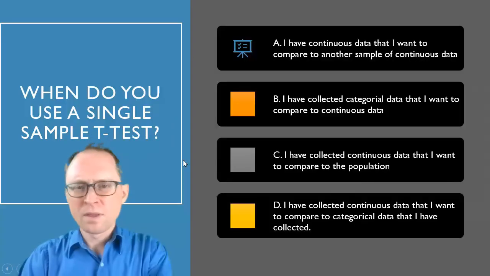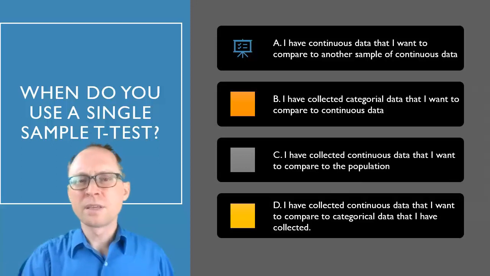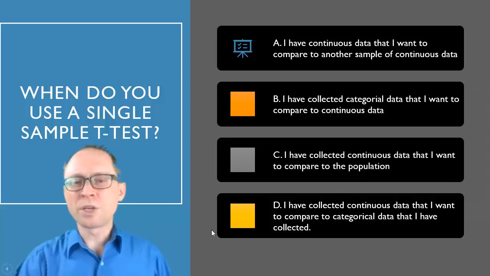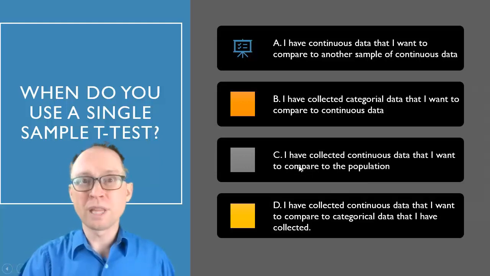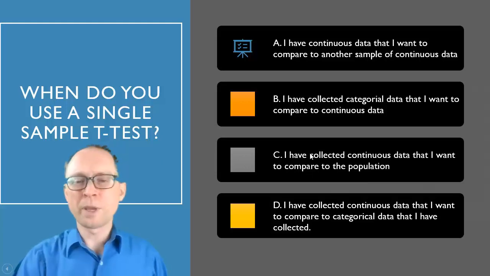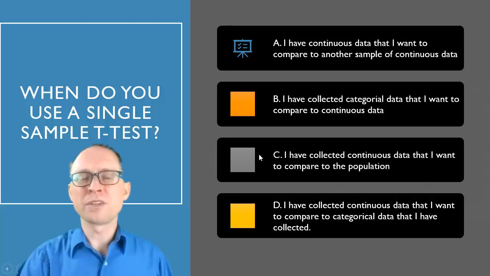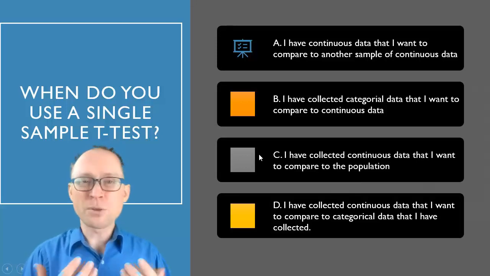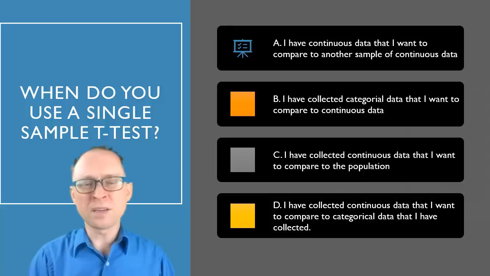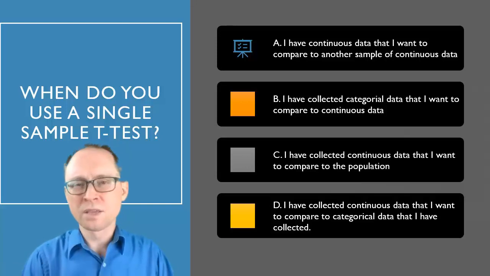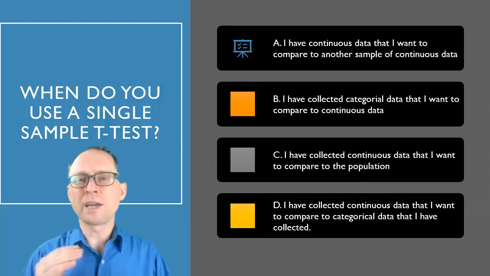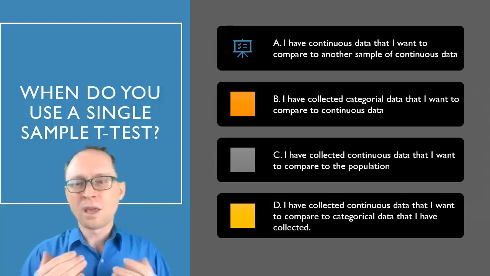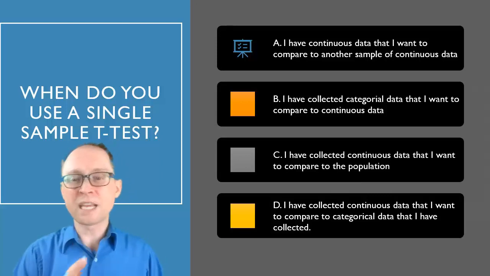Okay, the answer to this is you use a single sample t-test when you have collected continuous data that you want to compare to the population. And the reason why we're making the emphasis on continuous data here is because you collect the continuous data, that's how you get the mean. You wouldn't get a mean on categorical data. That doesn't make any sense. So you get the mean on the continuous data, and you compare that to the population's mean, and that's when we use a single sample t-test.